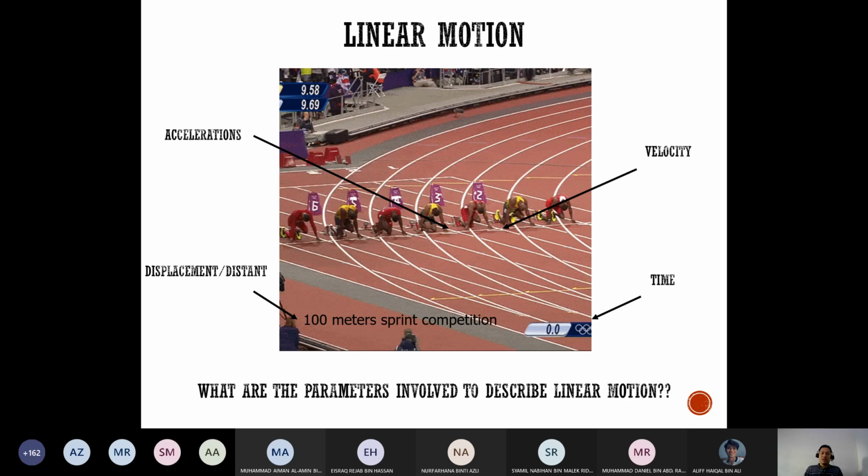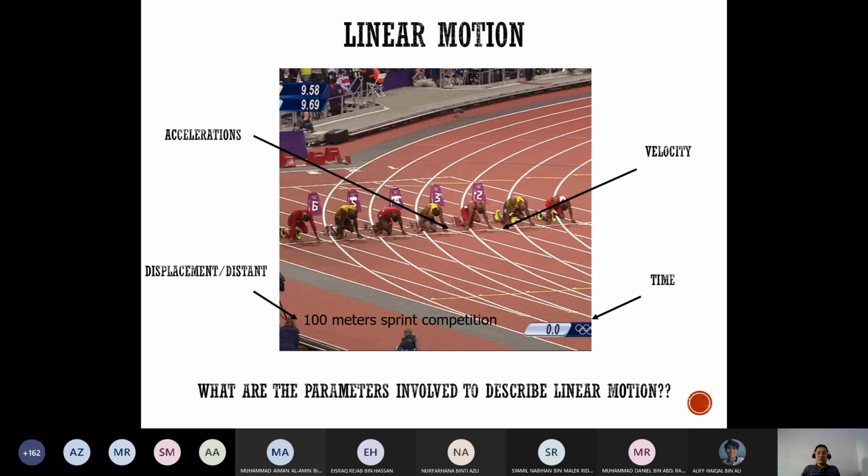Okay, 100 meters. So the number one is the displacement. For linear motion, it must have the distance or displacement. So that's why we want to discuss what is different between distance and displacement, because from some angle we can find that they may be equal. Okay, displacement is equal to distance, but at an angle we can see that they have a difference between distance and displacement. So this is one parameter involved in linear motion that we will discuss.